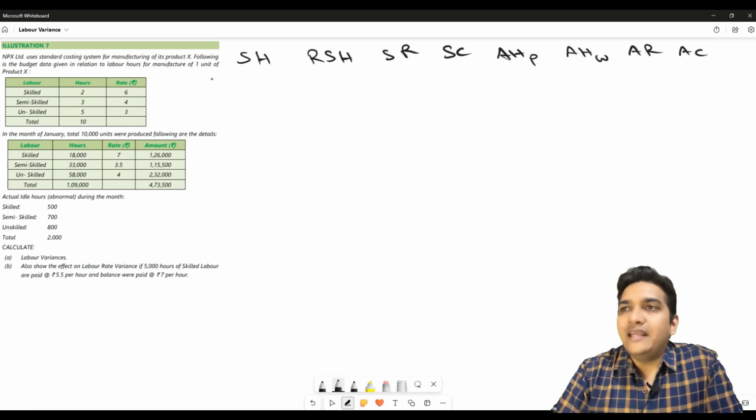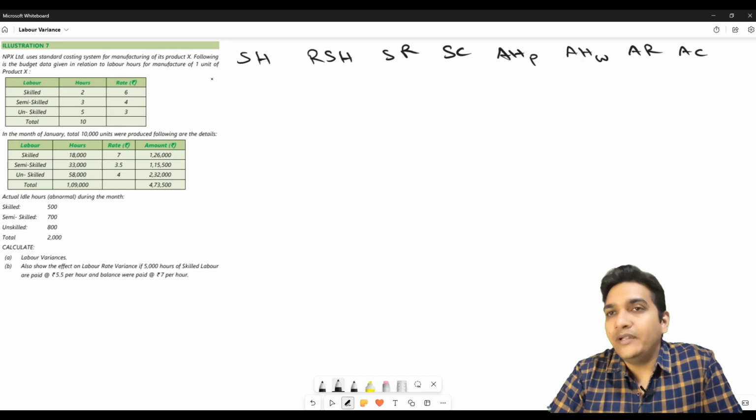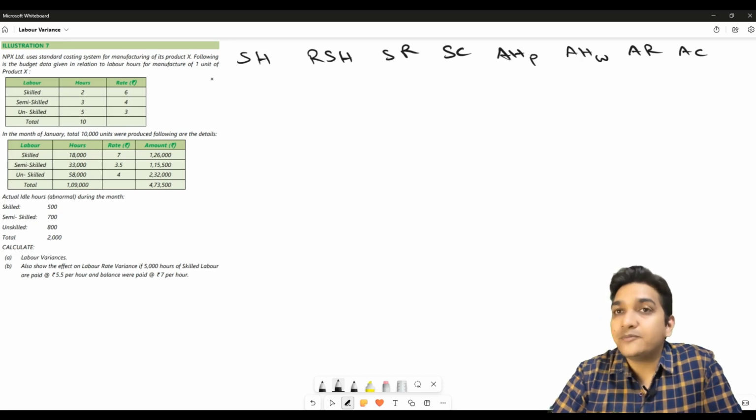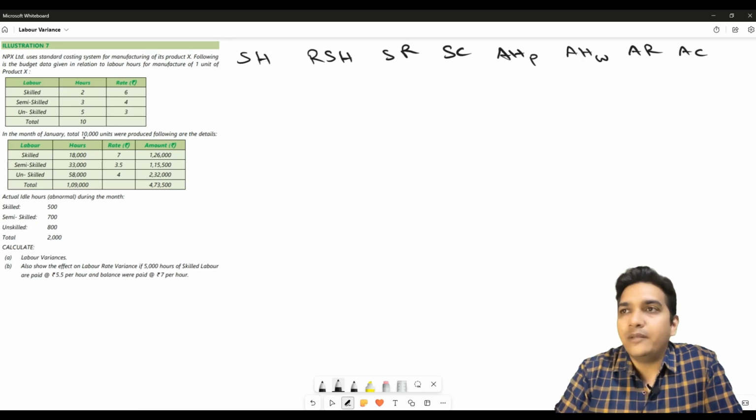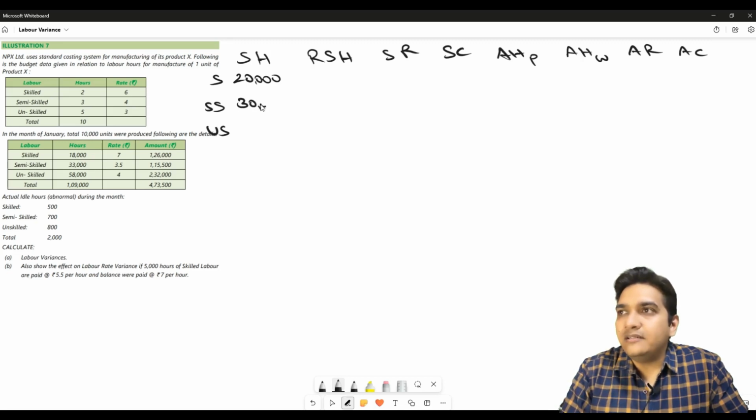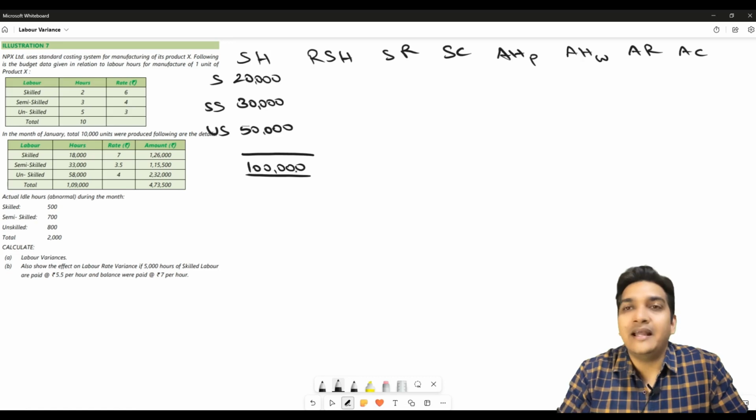Now, do we have the standard hours in the question? No, we do not. What the question says is the budgeted hours per unit. So how do we calculate the standard hours? It is the total number of quantity produced into the budgeted hours. What is the total number of quantity produced? 10,000 units. So 10,000 into the budgeted hours per unit, that is 2, would become my standard hours. So this would be 20,000, and this would be 30,000, and this would be 50,000. So my total standard hours comes to 1 lakh hours.